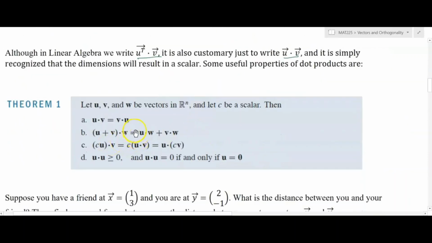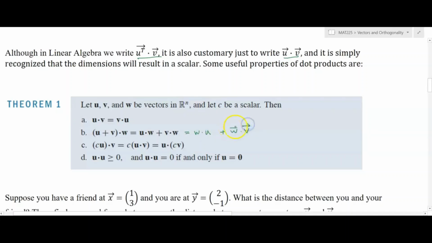You can also talk about the distributive property. You can distribute the vector in here. You can see that we're just taking w and distributing it into the parentheses to make w times u, and w times v. But since dotting two vectors in reverse order produces the same result, this would be the same thing as saying w dot u plus w dot v.